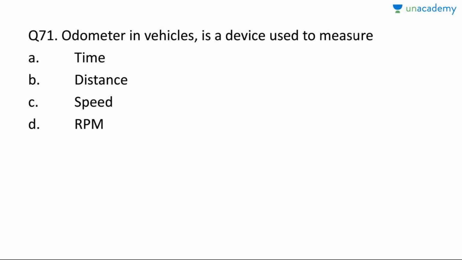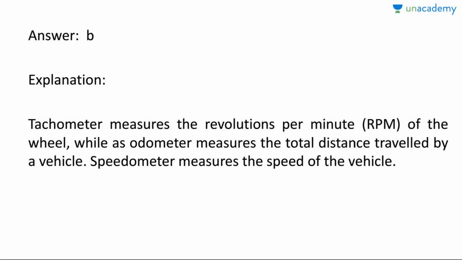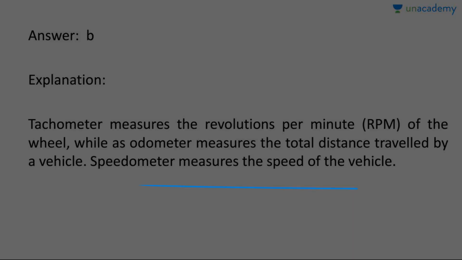Odometer in vehicles is a device used to measure. So odometer is basically for distance. Tachometer is basically for RPM, that is the RPM of the wheel, while odometer measures the total distance. If you have a car like a Maruti Swift Dzire, you will see that it has been run for 20,000 kilometers or 30,000 kilometers and so on. So tachometer measures the revolutions per minute of the wheel, while odometer measures the total distance traveled by a vehicle, and speedometer measures the speed of the vehicle.